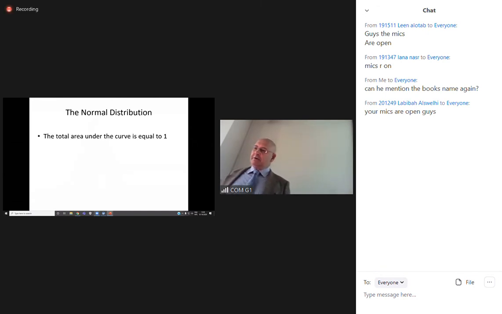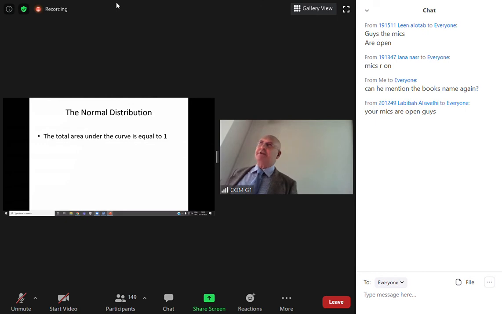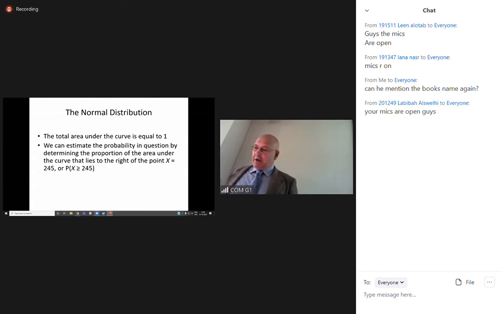So the normal distribution, the whole area under the curve is 1. So all the observations, or the whole population, if you like, lies under this curve. We can estimate the probability in question by determining the proportion under the curve. Okay, so the area that lies to the right of the point that we have specified, 245.